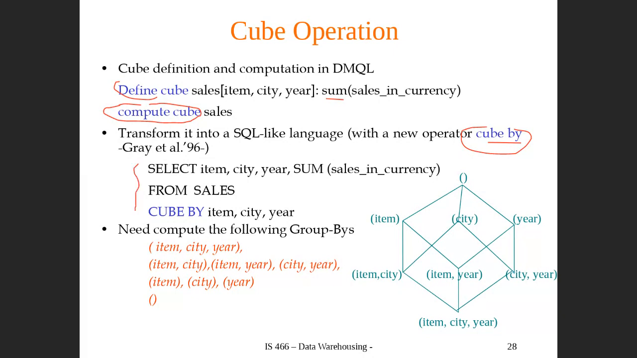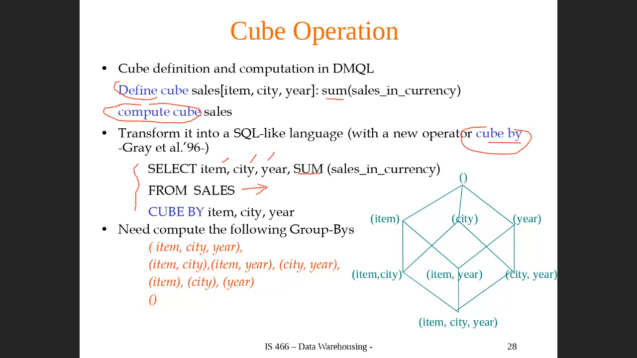Let me show you this one. Select is used for the list of attributes required to answer the query: item, city, year, then sum of sale in the currency, or total. In other words, the interpretation of sum is total sale. Then from is the list of tables required to answer the query.